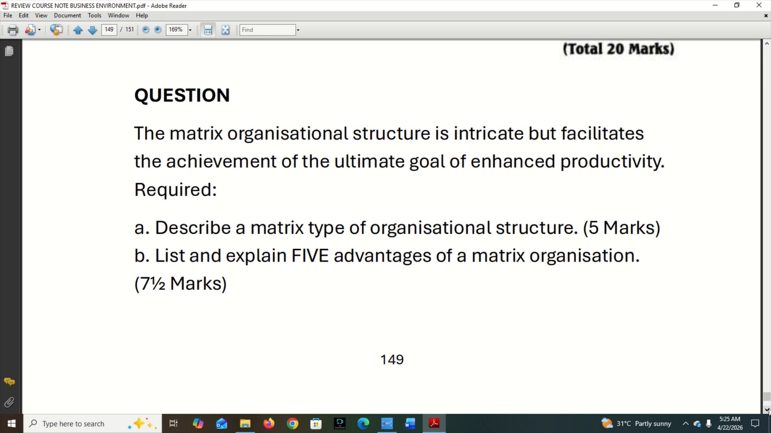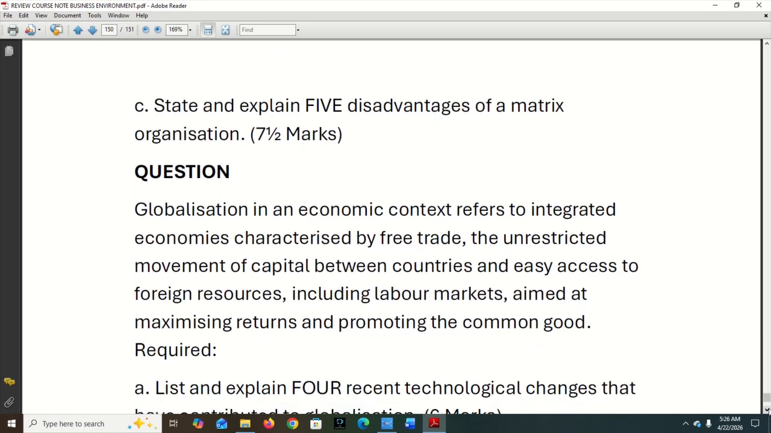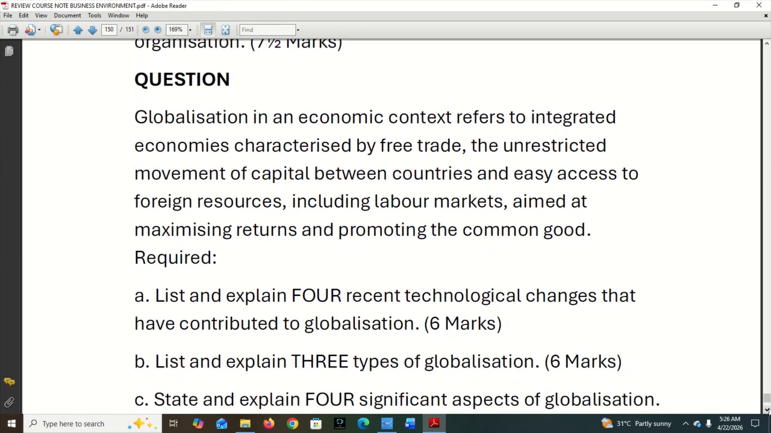Then it produces professionals with a broader scope of responsibility, because under that matrix system, a professional can be handling 3, 4 different projects. That gives you the ability to develop your scope, so that you can handle not just one area; you become more broad. Then the use of matrix structure helps to develop the skills and competencies of a professional. Please, you can go back to the materials to get those. So those are the advantages of matrix. Then state and explain 5 disadvantages of matrix too. You can also get that. That's under 7.5 marks. Those are very simple, straightforward questions.